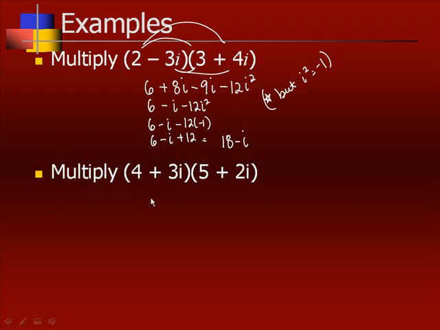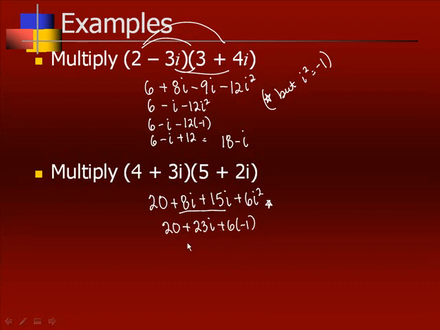Let's do another one. First, 4 times 5 is 20. Outer, 4 times 2i is 8i. Inner, 3i times 5 would be 15i. And last, 3i times 2i would be 6i squared. Combine like terms, 20 plus 23i. We know i squared is -1, so that's going to become 6 times -1, which would be -6. So we would get 14 plus 23i.